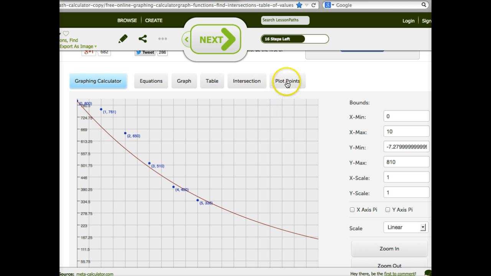So remember, plot your points under this tab, write your equation under this tab, and then graph and see if your line matches your points. Remember to go ahead and take a screenshot of this, paste it into your Word document so that I can see your work.